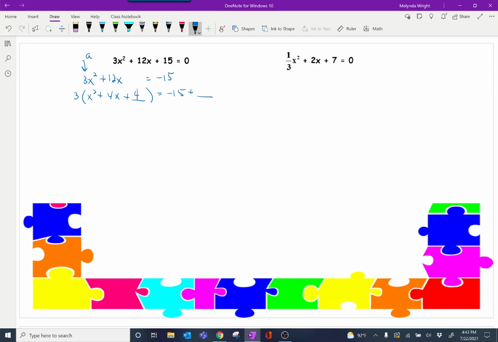But I'm not going to add 4 over here, and this is the part that sometimes is really confusing. On the left side, I did add a 4, but that's not what changed the value. Remember how equations have to be balanced? I actually changed the value of this left side by 12. 3 times 4 is 12, right? That's what I changed the value of the left side by. So I have to do the same thing on the right side. I have to change the value of the right side by 12. And so that's something that we have to keep in mind.